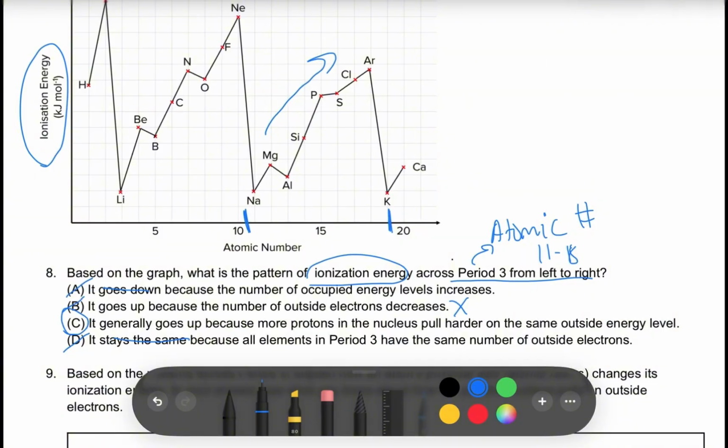It generally goes up because more protons in the nucleus pull harder on the same outside energy level. So this is true because they're all in period 3, so the energy level is going to stay the same, and the nuclear charge caused by the increased amount of protons is going to strengthen the ionization energy.